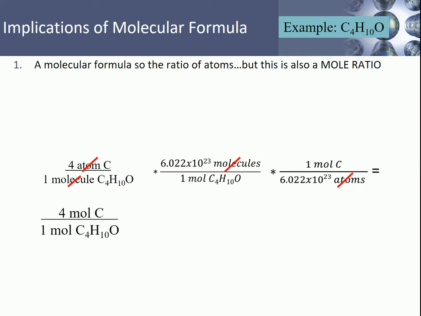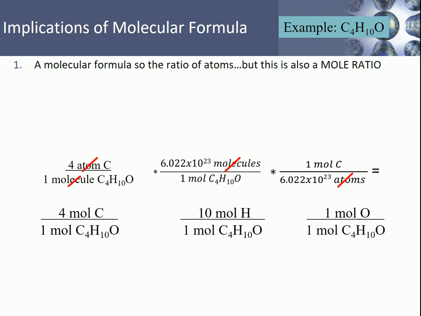So that atom to molecule ratio is the same as the mole to mole ratio of the molecule to one of the individual components, like the carbon atom. I could have used 10 moles of hydrogen as part of my equivalent statement or my conversion factor, or I could have used oxygen. Remember, if there's no subscript, it's not 0, because then why would we write it? It means that there's a 1 there.